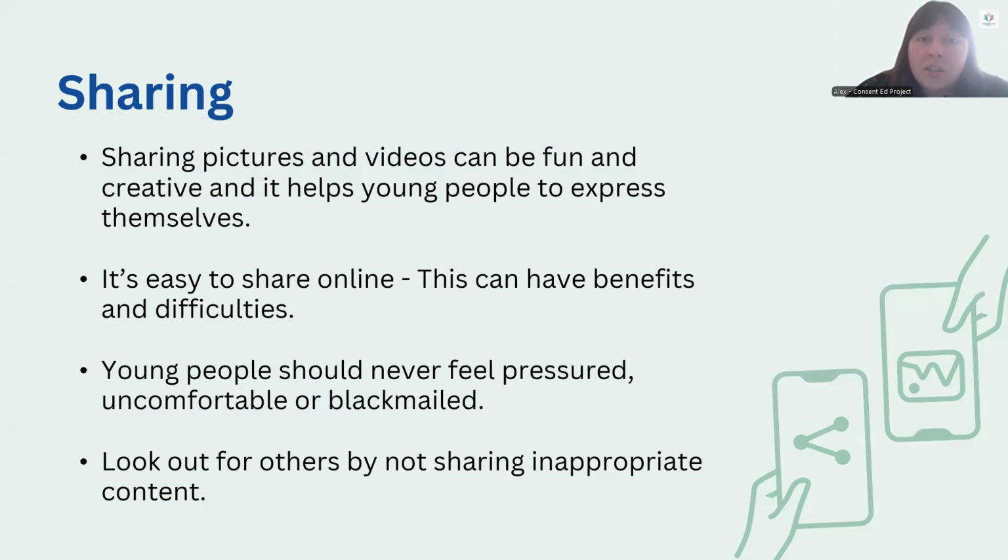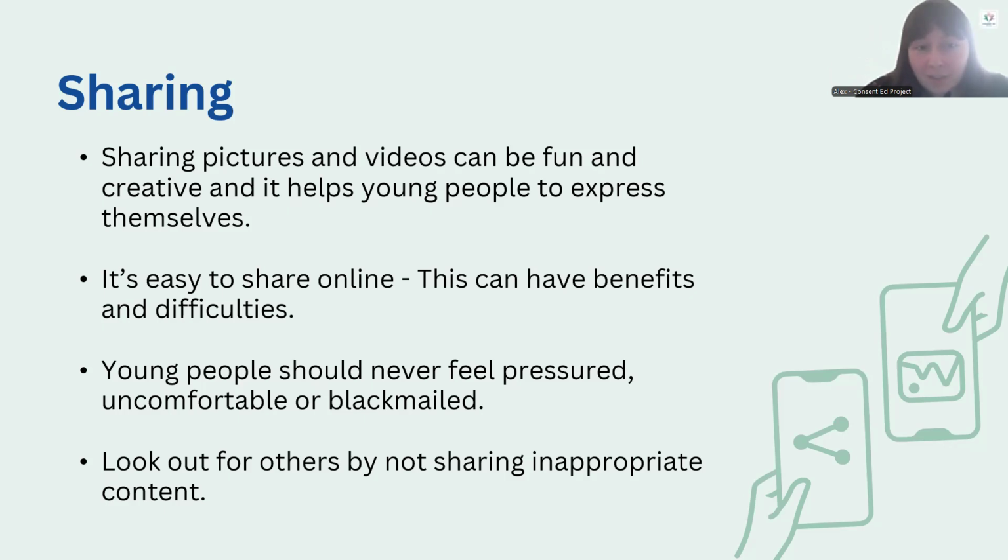A key part of education with young people is talking to them about what they're sharing online. Sharing pictures and videos can be really fun, a creative outlet, and it can help them express themselves. It can also help them keep up with their friends and family. But it's easy to share things online that we wouldn't necessarily share face to face. It's important to talk to children about safe sharing online.